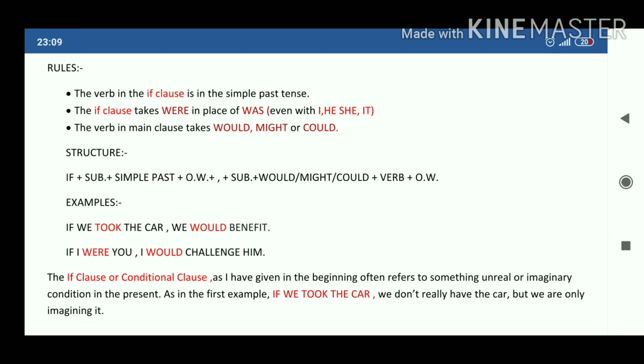Now from both the examples it is clear that the if clause or the conditional clause, as I have already said in the beginning, often refers to something unreal or imaginary condition in the present. Once again, I am telling you that the if clause contains a condition that is unreal, as it is given in the example, if we took the car. Here we are only imagining that if we took the car, but in reality we don't have any car. We are only imagining. Now children, I think you have understood it very clearly, and in the next video we will discuss the rule of type third of conditional sentences.